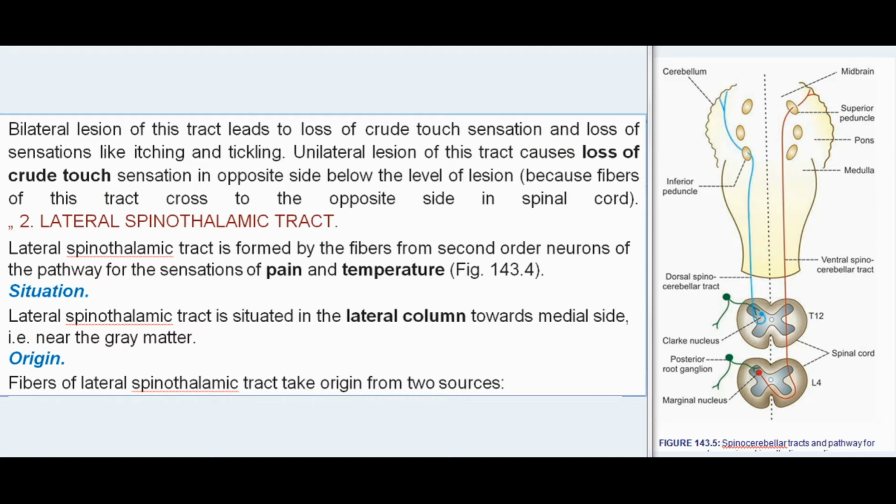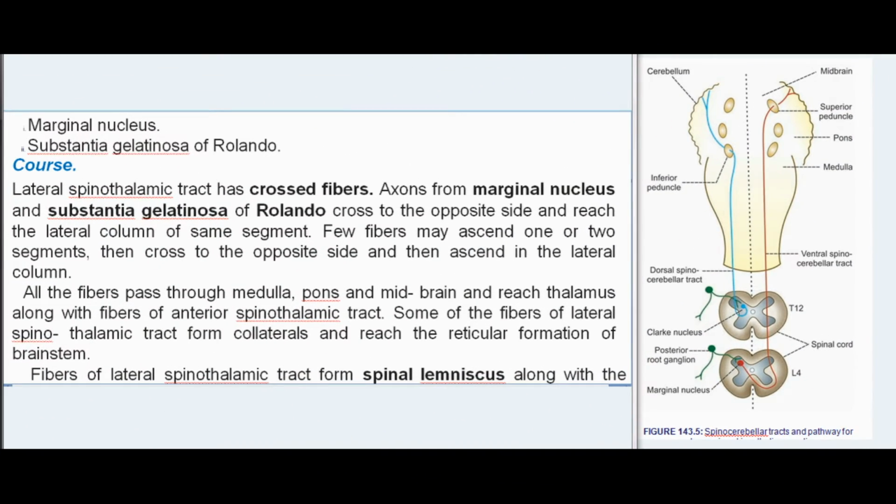2. Lateral spinothalamic tract. The lateral spinothalamic tract is formed by the fibers from second-order neurons of the pathway for the sensations of pain and temperature, Figure 143.4. Situation. The lateral spinothalamic tract is situated in the lateral column towards the medial side, that is, near the gray matter. Origin. Fibers of the lateral spinothalamic tract take origin from 2 sources: marginal nucleus and substantia gelatinosa of Rolando.